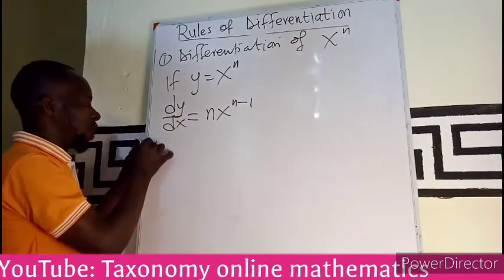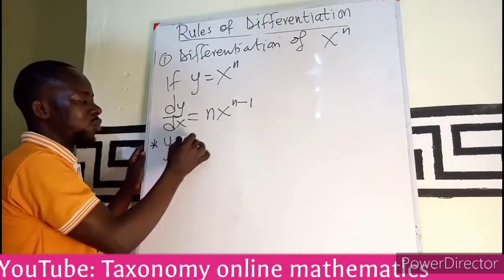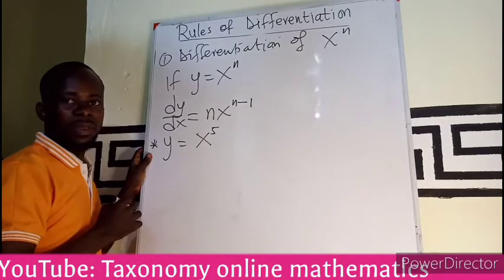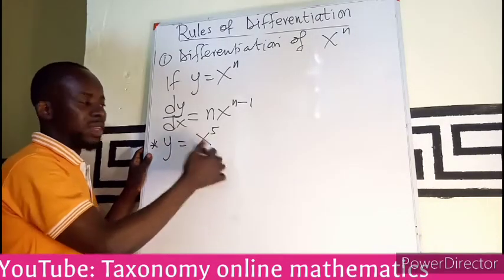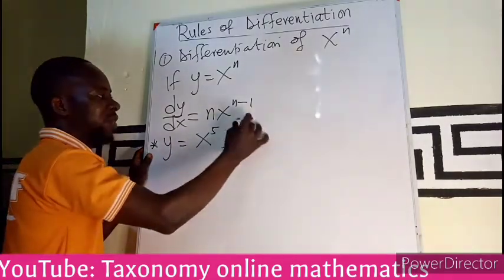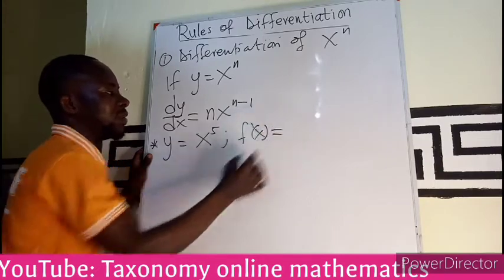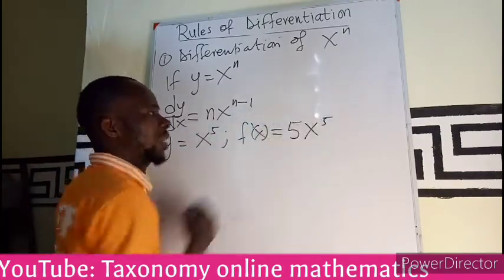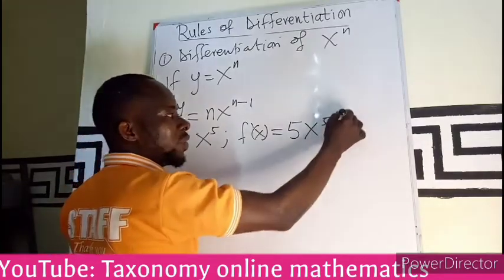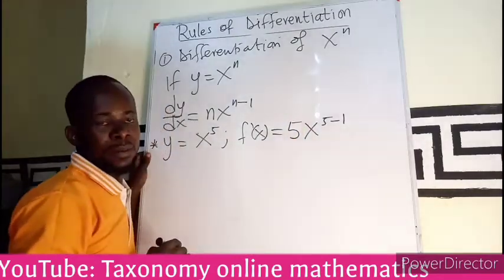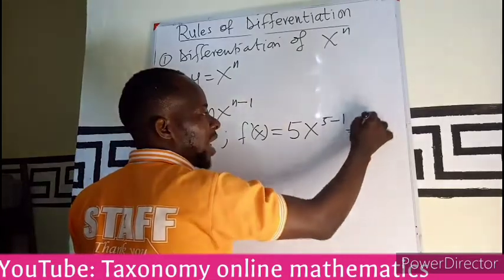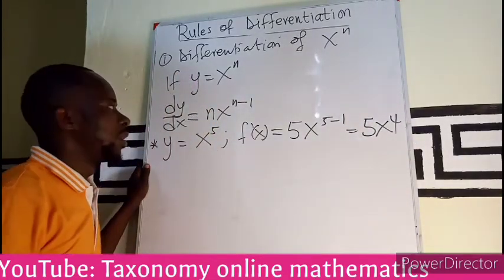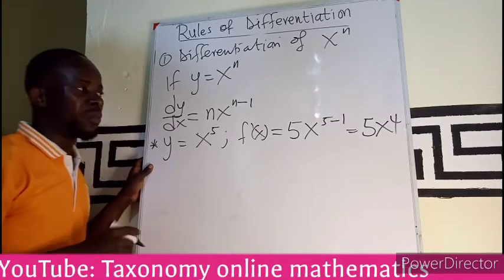So, for example, if we have y equals x exponent 5, and I'm asked to differentiate this, the differentiation is going to be 5 coming to multiply the whole function. Then I reduce the exponent by 1. So the final answer will be x exponent what? 4. That is the first rule.